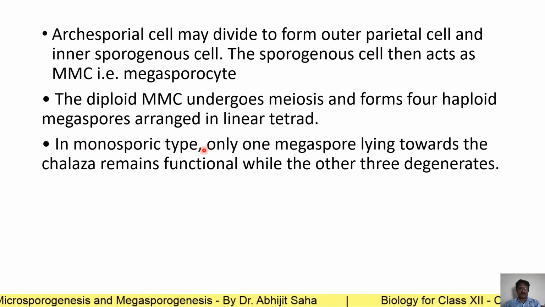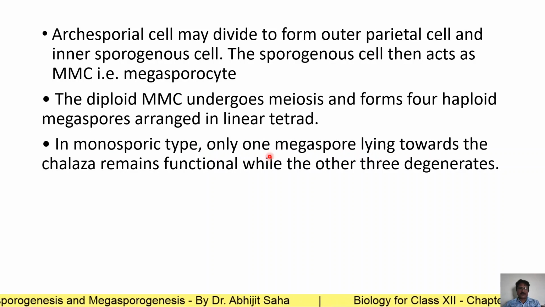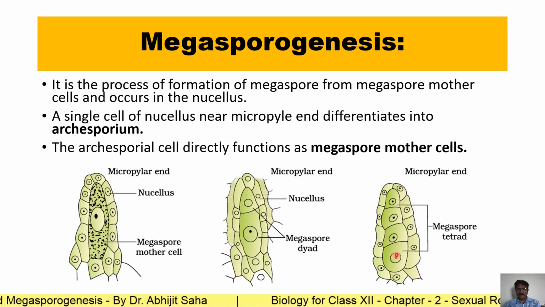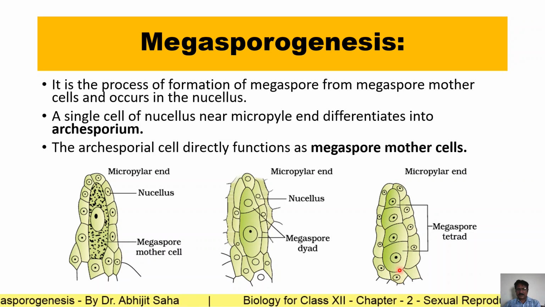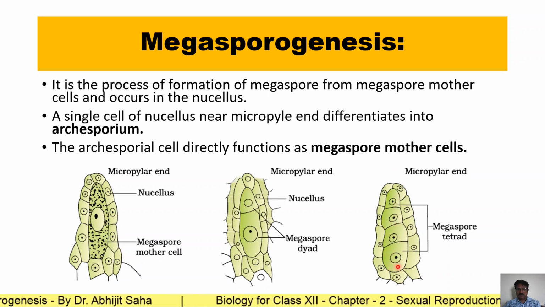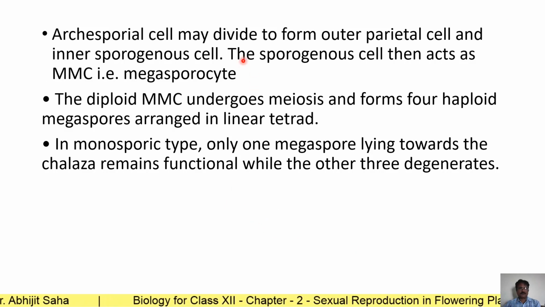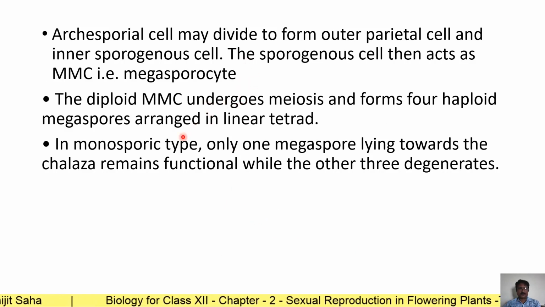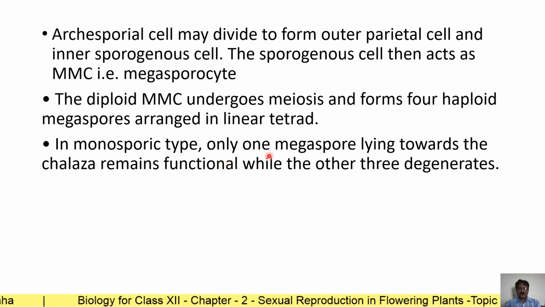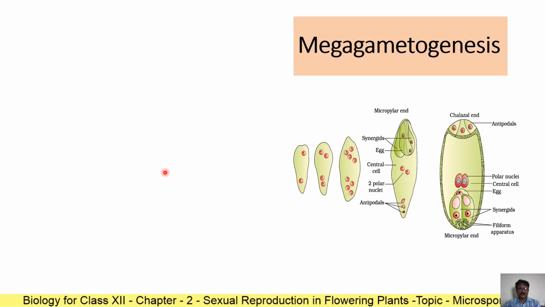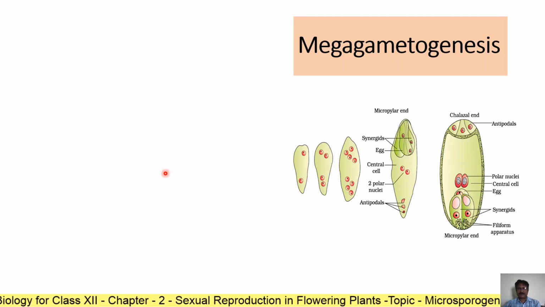In the monosporic type, only one megaspore lying towards the chalaza remains functional, but the other three degenerate. If you go back to the diagram here, this is the micropylar end, this is the chalaza end, so the three degenerate and one remains functional. This is called the monosporic type of division or monosporic type of megaspore development.